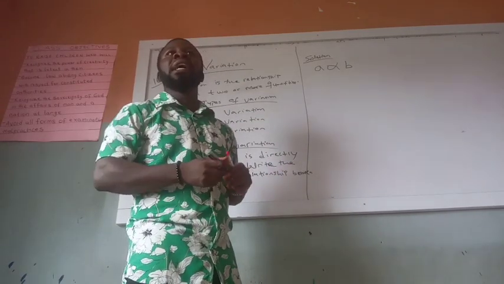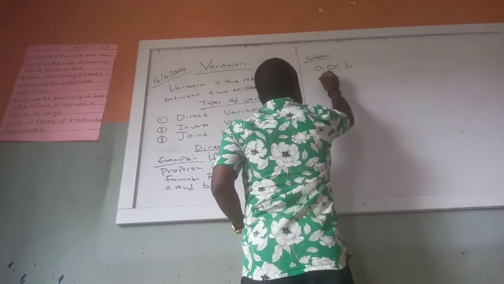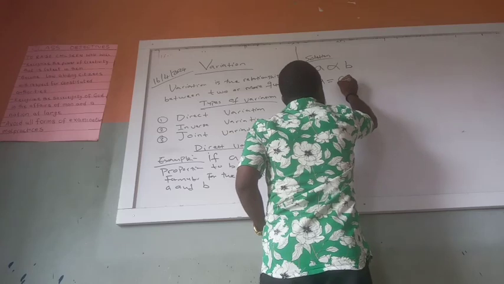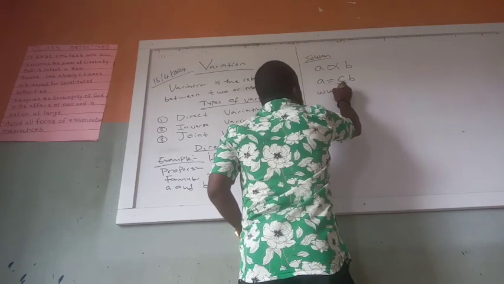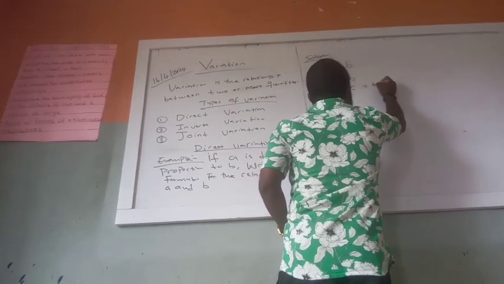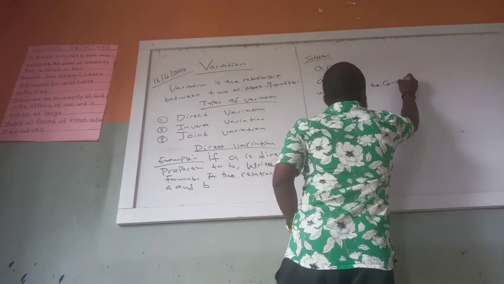Now, if I'm using C as the constant, that means I will have A equals CB, where C is the constant.